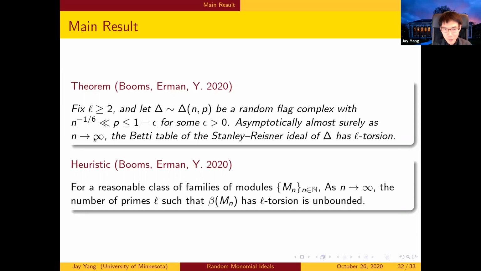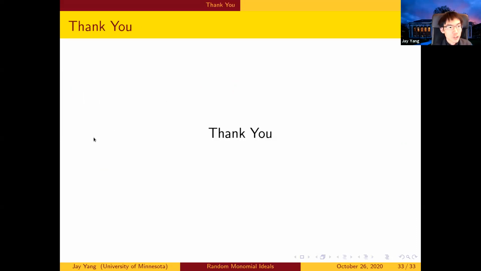So it does match up, but we would really love if there were any examples, like any actual families of reasonable modules where you can show that the number of primes where the Betti table has L torsion is unbounded, or even quite frankly, where you can show that there is some prime where there is L torsion asymptotically. Okay, so I'm going to conclude there. There's still a lot of questions that can be asked about random monomial ideals, and I hope to still ask a lot of them. But that's the end of my talk, and if there's any questions, I'd love to answer them.